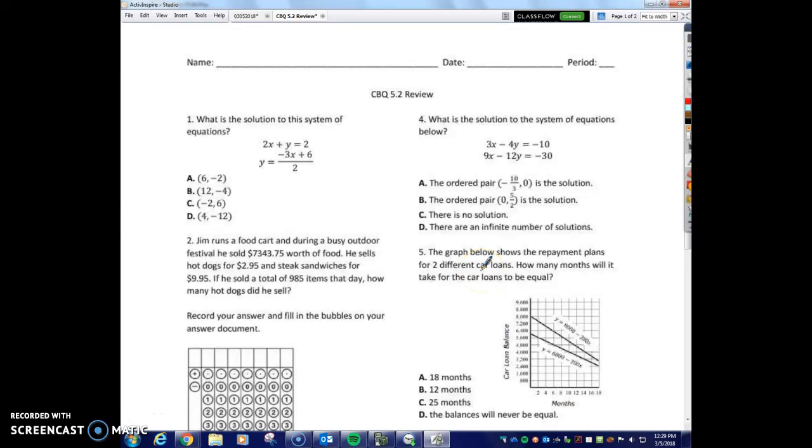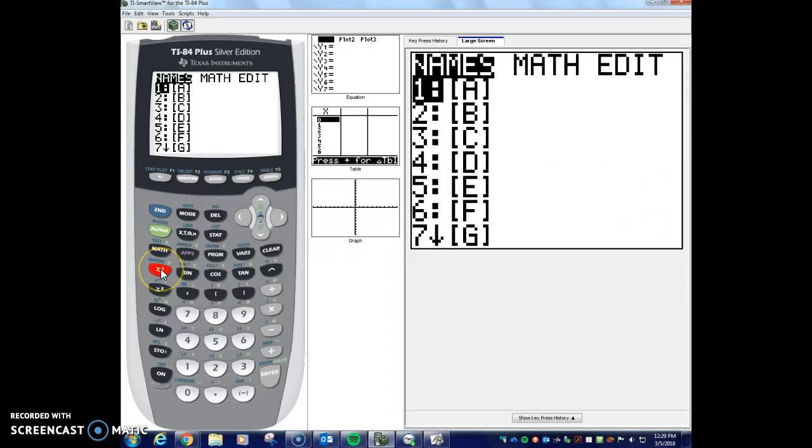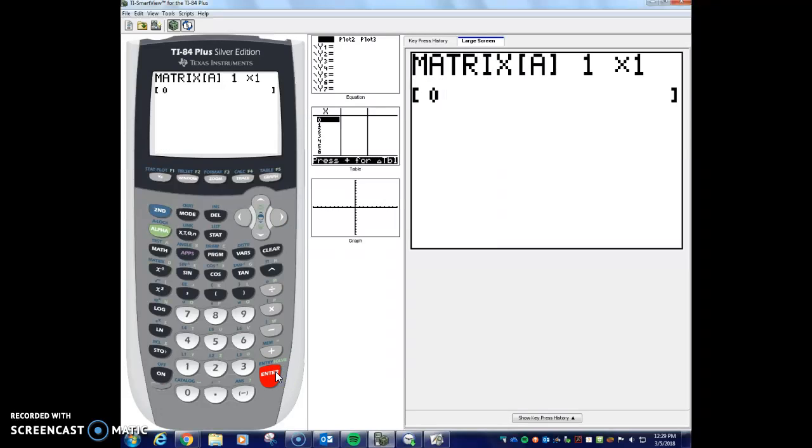Alright guys, now I'm gonna go over problem number 4. Okay, so the good thing about this is that it's already in standard form, so I can just plug this into the matrix, right? So I'm gonna go 2nd x^-1, go over to edit, and I'm gonna edit matrix 1, and remember it's gonna be 2 by 3.